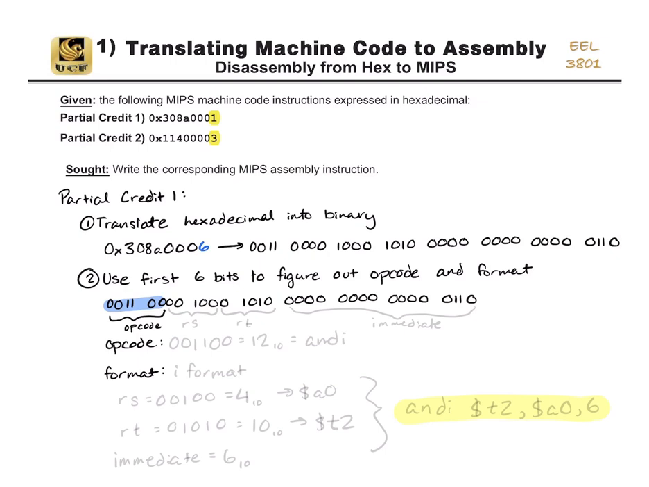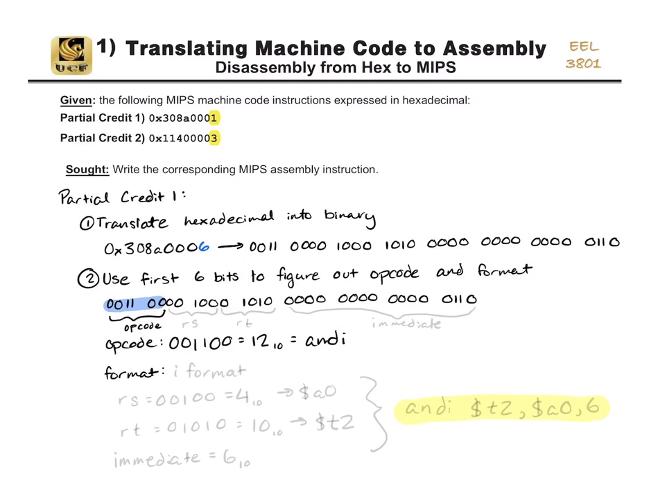Once we do this, we use the first 6 bits to figure out the opcode and the format. This is why we had to translate it into binary, because if we didn't, it wouldn't split up into 6 bits, since hexadecimal is 4 bits. So the opcode is 001100, which translates into 12 in decimal, which corresponds to the opcode AND, or AND immediate.